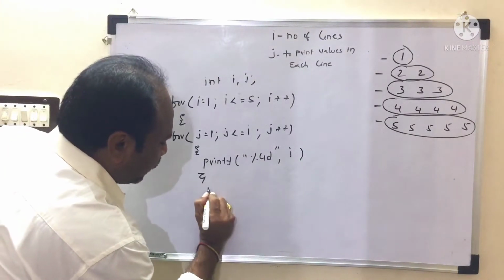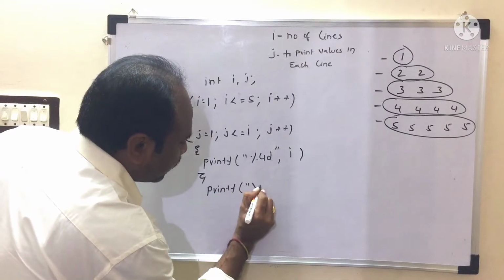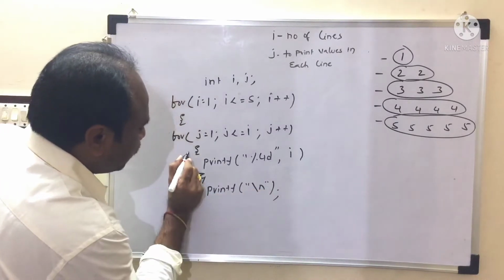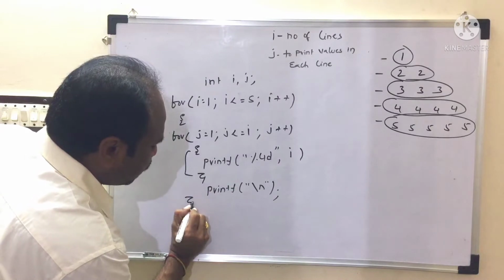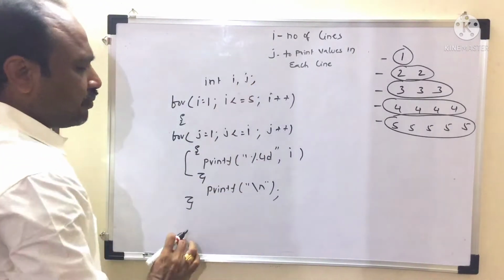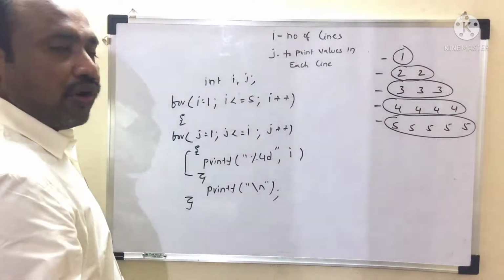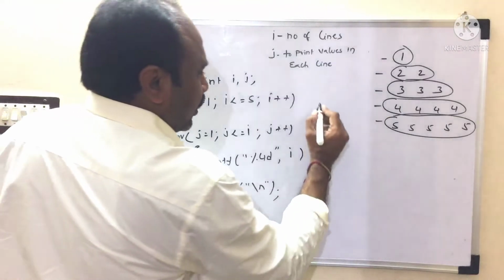Okay, printf \n. This is the inner for loop close, and this is the outer for loop close. If you want to write a complete program, add void main, then main close. Now I will explain whether you get this output or not.